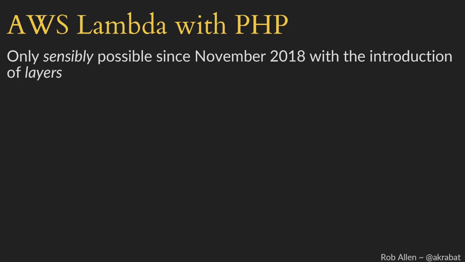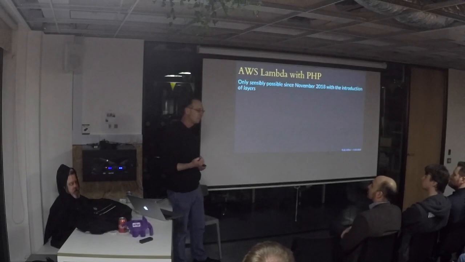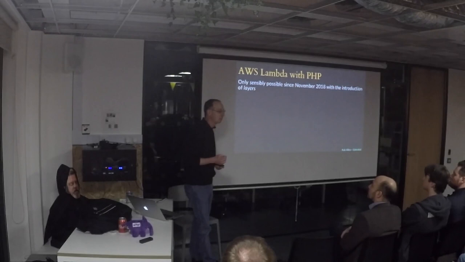You can do PHP on Amazon Lambda since November 2018 because they introduced something called layers and they introduced something called the runtime API. So this stuff is pretty much brand new. It's about 2.5 months old, something like that. And it is quite nice. You could do it before then, but it was horrible.